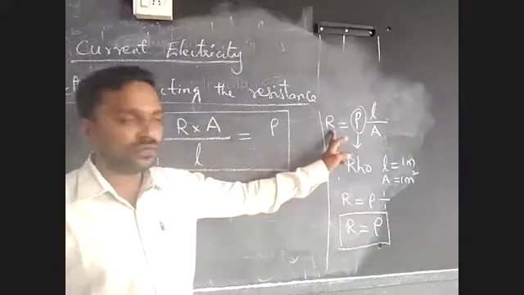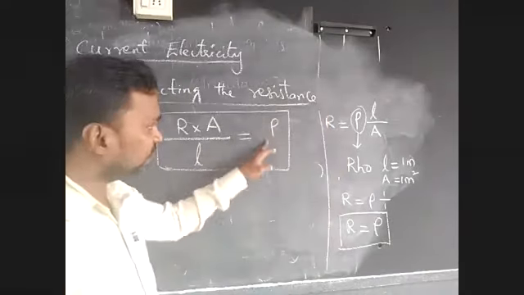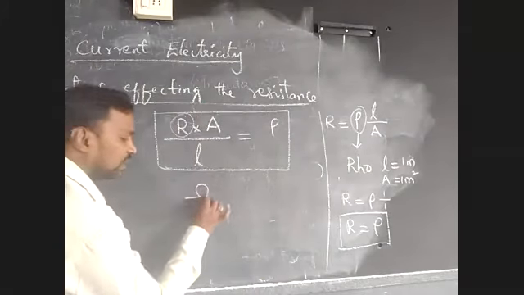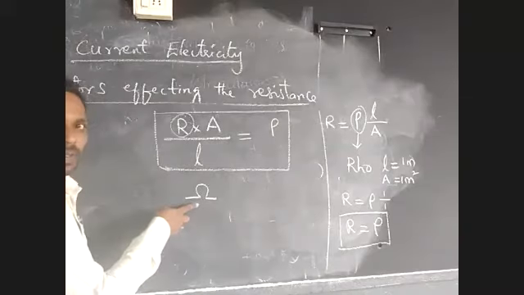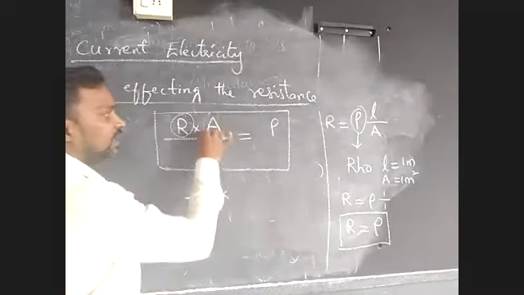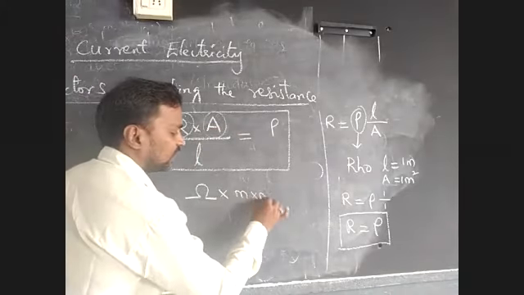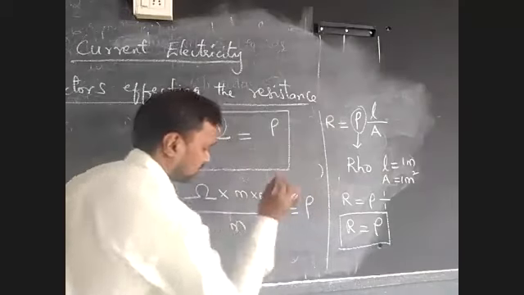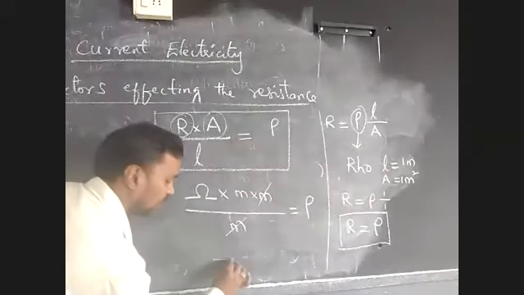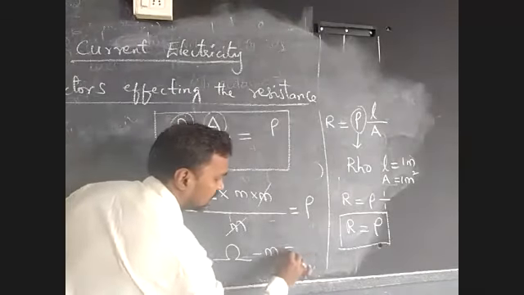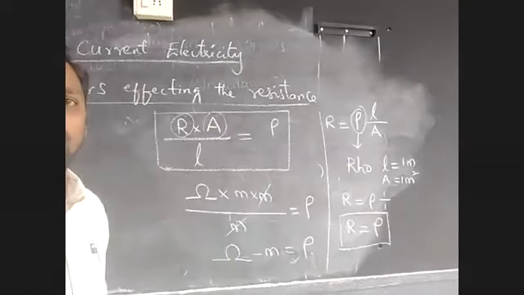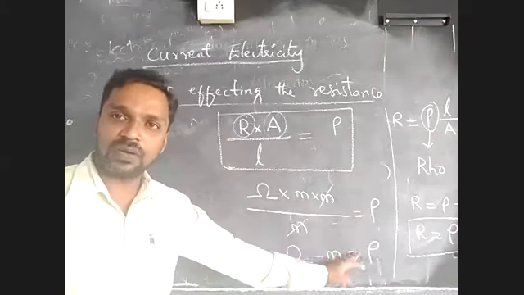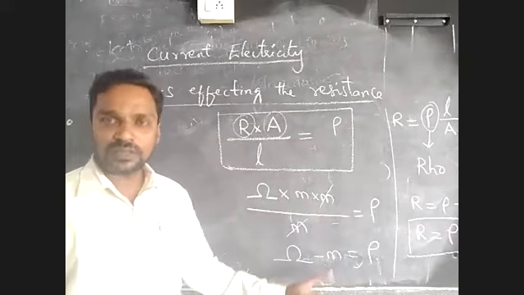Now, what is the unit for resistance? Ohm. So, what is the unit for the specific resistance of the conductor? Omega is nothing but the symbol for ohm. Ohm into area, which is measured in meter square. That means ohm into meter square, divided by length, which is measured in meter. This meter gets cancelled. Ohm meter. Ohm into meter is the unit of specific resistance, denoted by the letter rho. It is a big letter. Okay, so this is the unit.